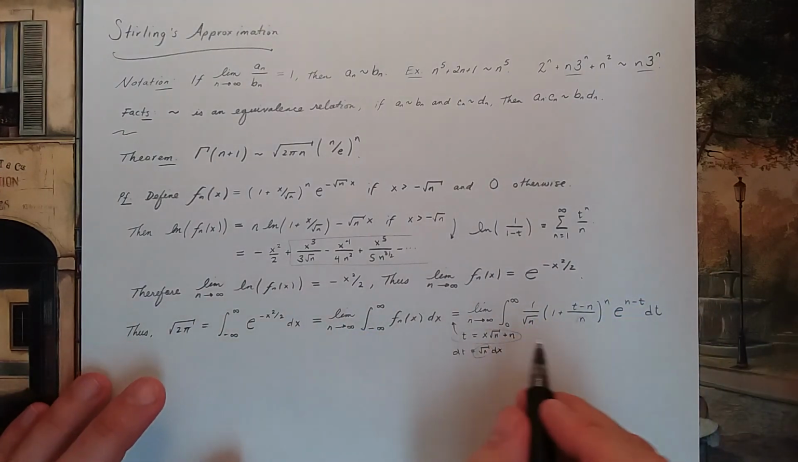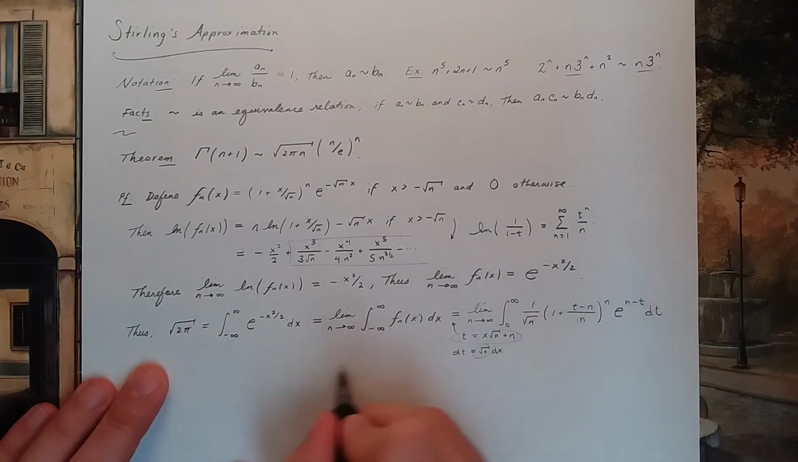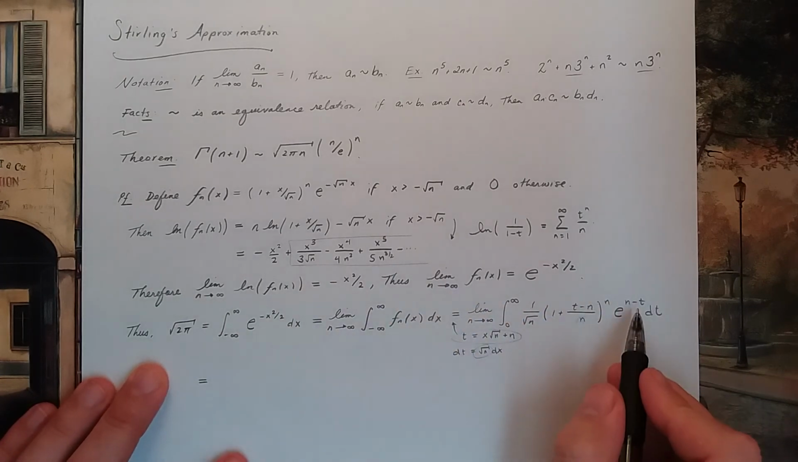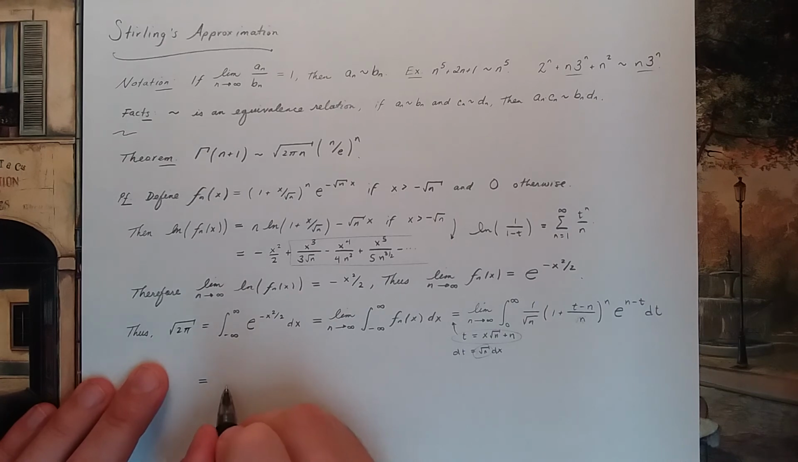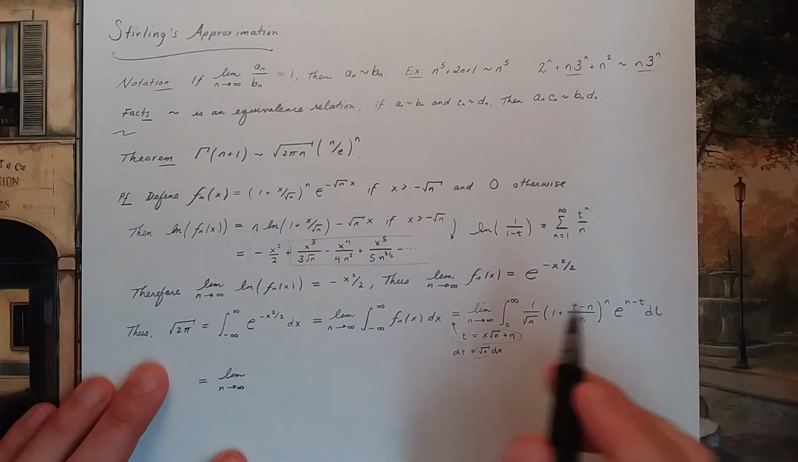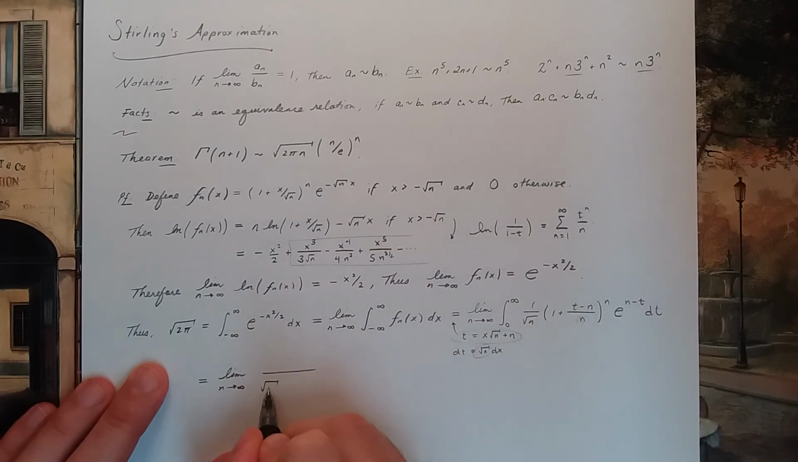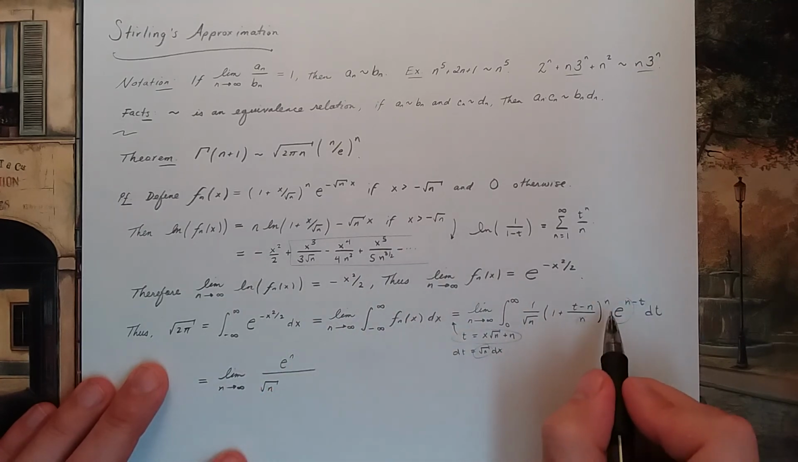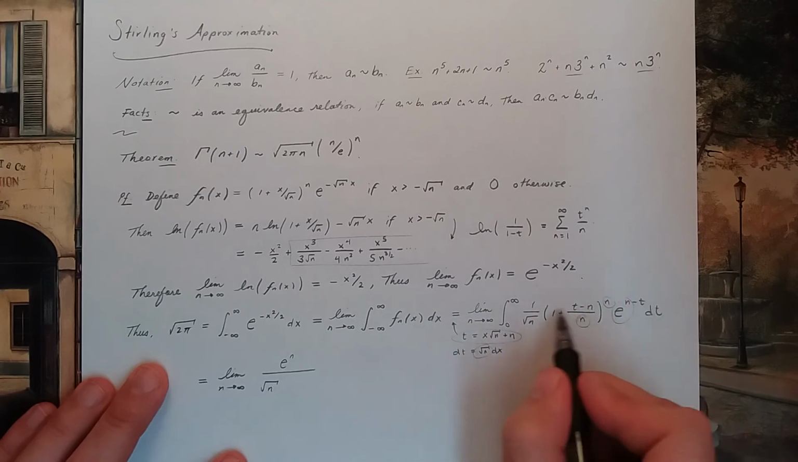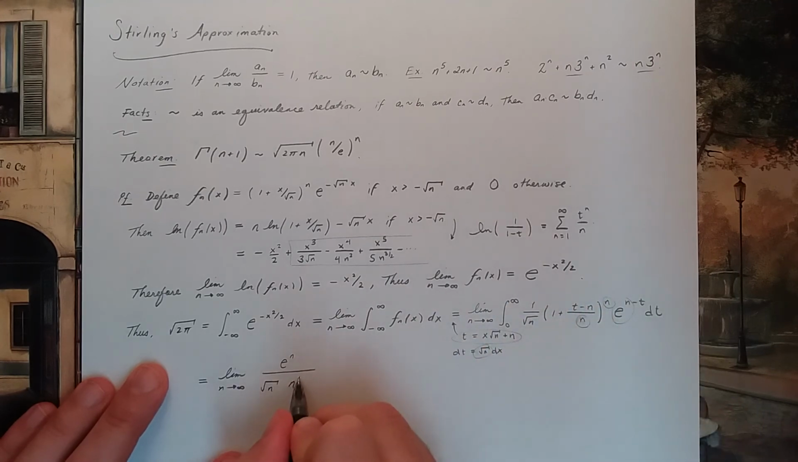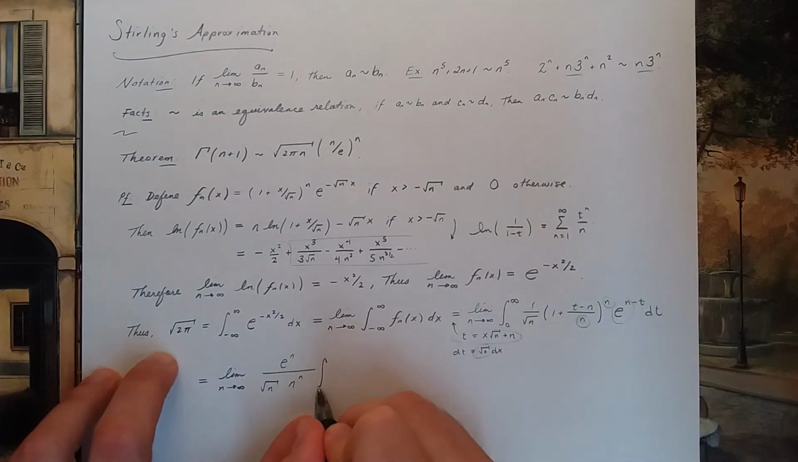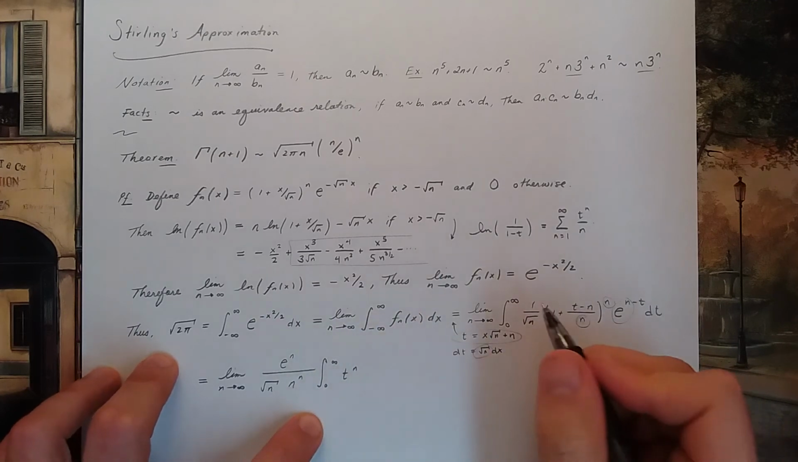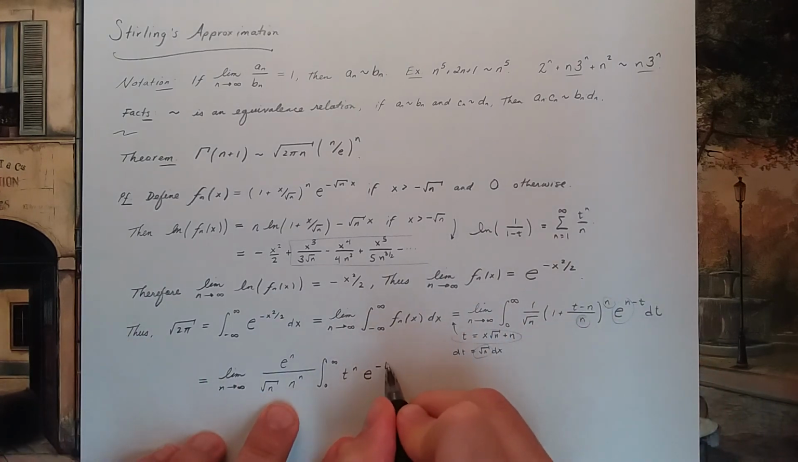Okay, we are almost there because this is equal to the limit as n goes to infinity. I'm going to factor out a 1 over square root of n. I'm going to factor out an e to the n power. And I'm going to factor out an n to the n. So if you combine these two terms, you could factor out an n to the n. And what I'm left with is the integral from 0 to infinity of t to the n power e to the negative t dt.